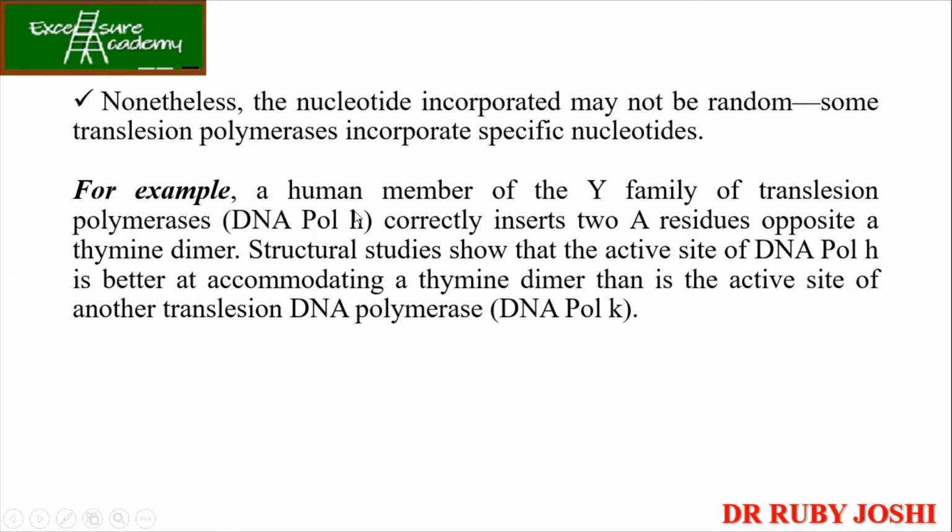Okay, for example, a human member of the Y family of translesion polymerase, that is DNA pol, ये H नहीं है, okay, it is called, I don't know how to make also. ऐसा कुछ, I forgot what do you call this. Anyone better in letters? So you have got alpha, beta, gamma, delta, epsilon, then kappa. This is, I think, neta. Neta. Eta, ma'am. Neta. Or eta, ma'am? I think neta. I don't know. Eta is also there.